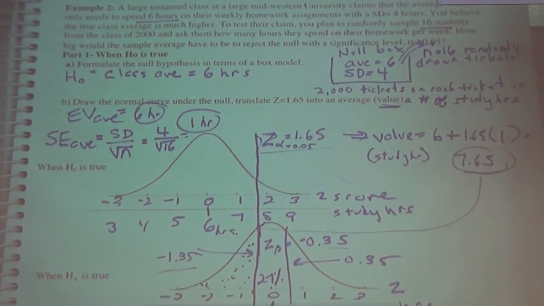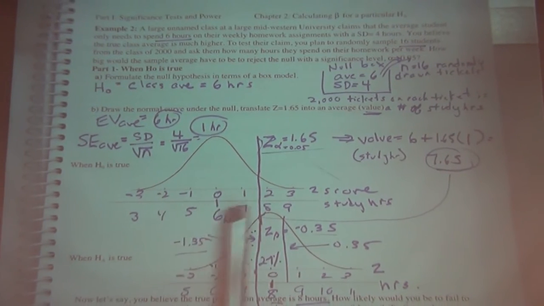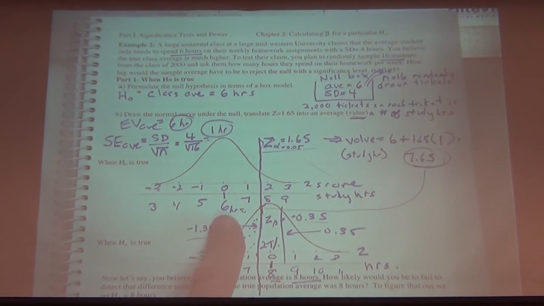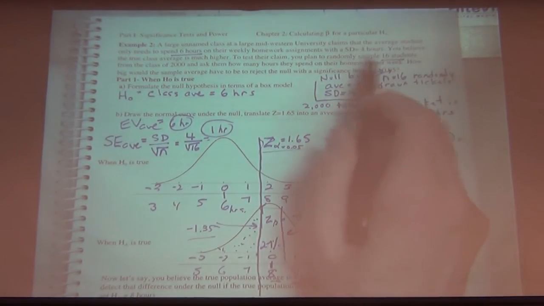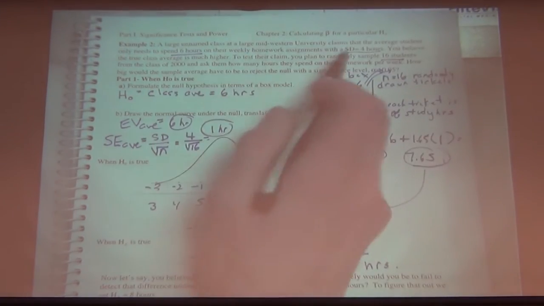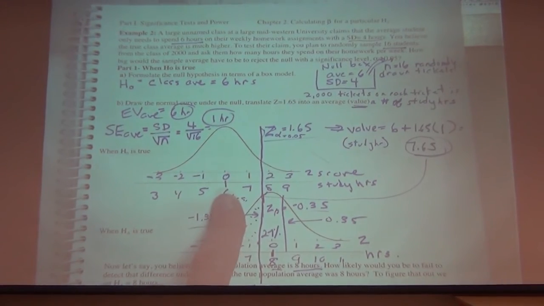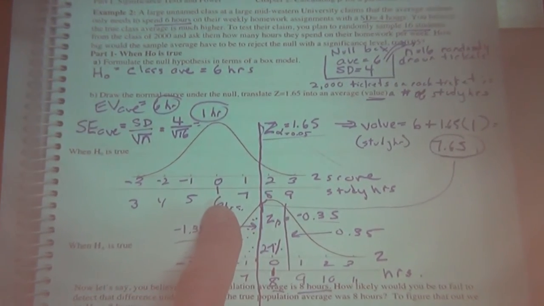And we saw that we were given in this problem that the null hypothesis is that the number of study hours that students typically spend, the average study hours in this professor's class, was 6 hours. We were given that with a standard deviation of 4. That's what we're given, 6 and 4. And you think that's not true. You think it's much greater than that, more like 8 hours.